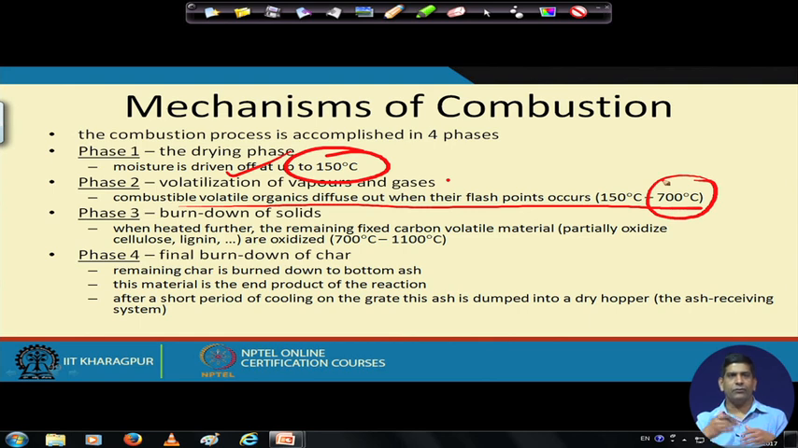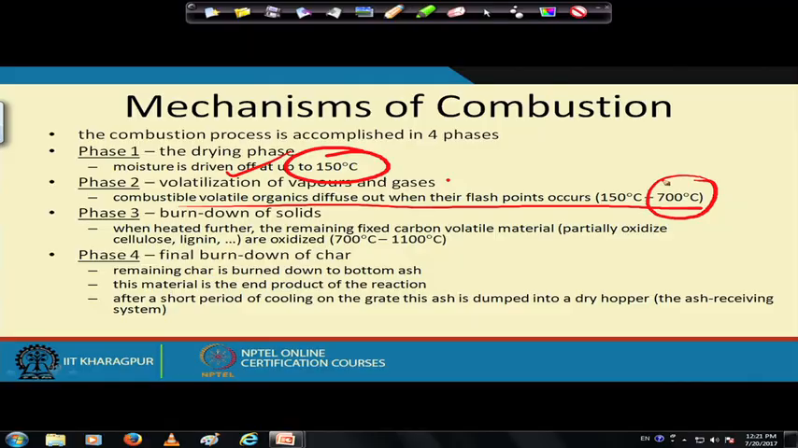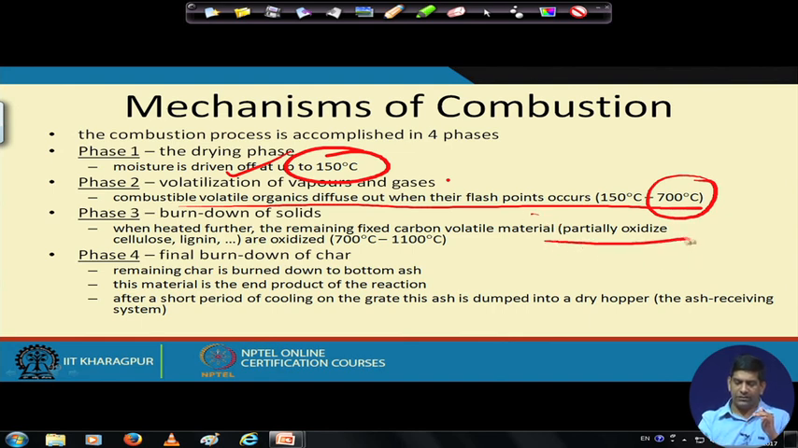So we take it up to 700, so that all those things which could be volatile will get volatile. Things may get converted to flue gas, to some of the gaseous component. And then when we heat further, the remaining fixed carbon and volatile material will partially oxidize, cellulose, lignin, those things will be there. So they will get oxidized further at 700 to 1100 degrees centigrade.